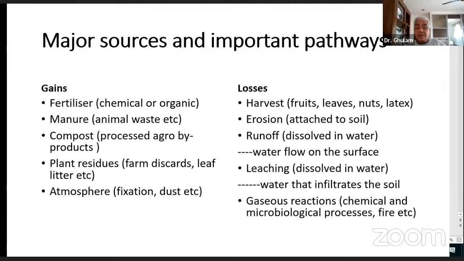Of course, there are reactions in the soil that can produce gas, and this includes when you burn things on the soil surface and other processes related to it.